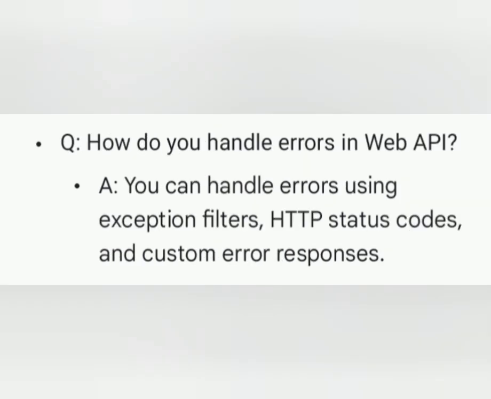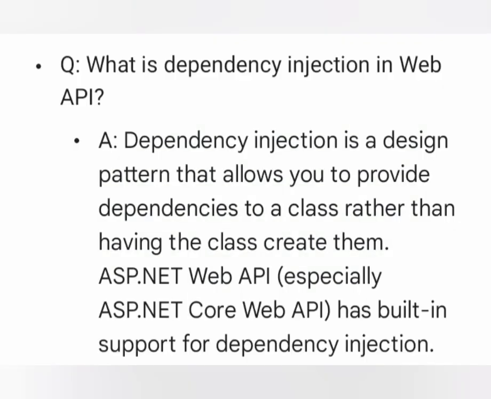Q. How do you handle errors in Web API? A. You can handle errors using exception filters, HTTP status codes, and custom error responses. Q. What is dependency injection in Web API? A. Dependency injection is a design pattern that allows you to provide dependencies to a class rather than having the class create them. ASP.NET Web API, especially ASP.NET Core Web API, has built-in support for dependency injection.